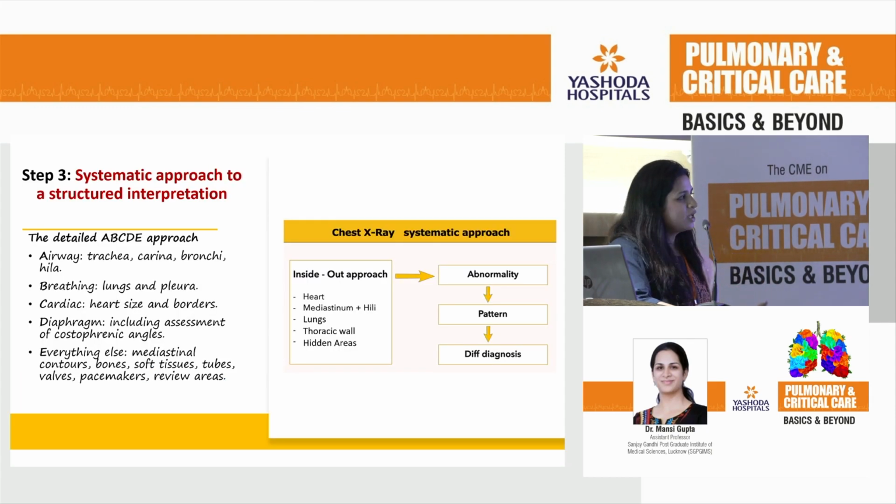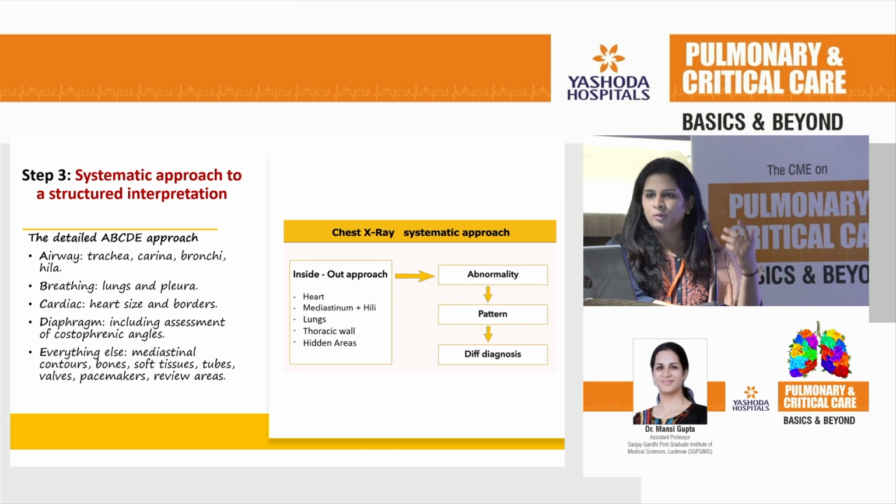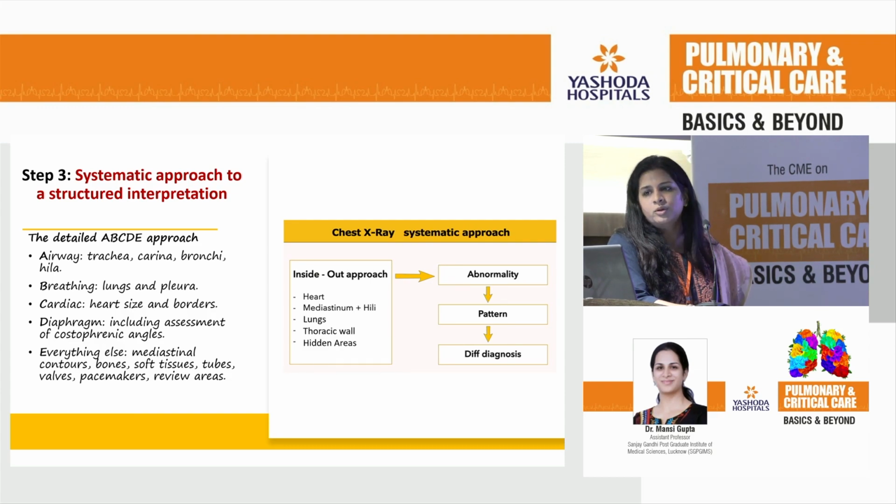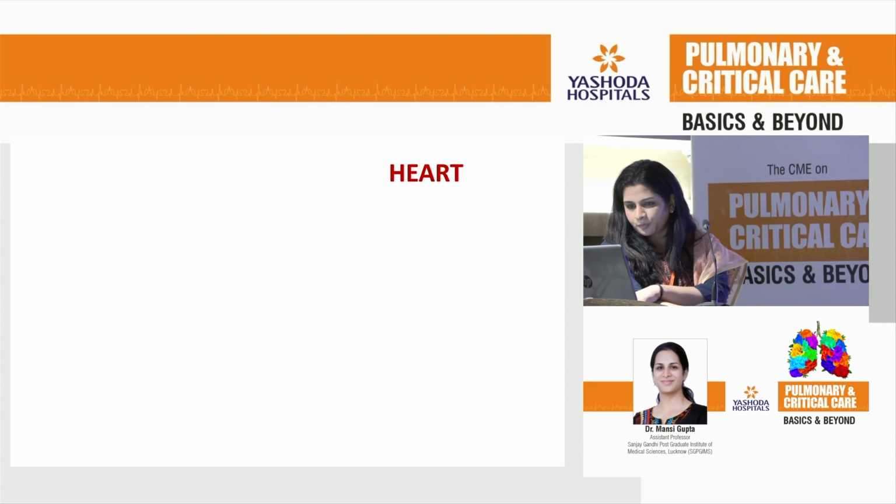Now, there could be many approaches, as you will read on your own. There could be an ABCD approach, an ABCDEFGH approach. Many approaches are given. Whichever way you are comfortable, the idea is not to miss anything when you're seeing the X-ray. What I follow in routine practice is going inside out, where you look at the heart, the mediastinum and the hilar region first, then look at the lungs, the thoracic wall and the cage, and then go for the hidden areas, which I'm going to tell about.